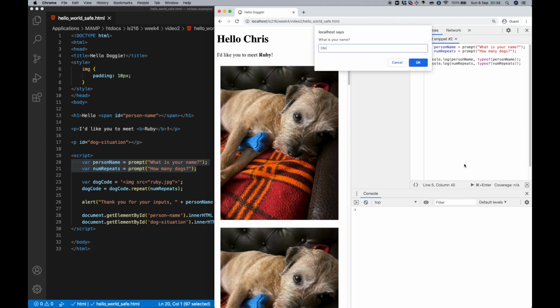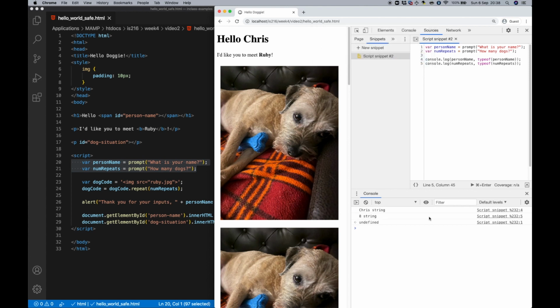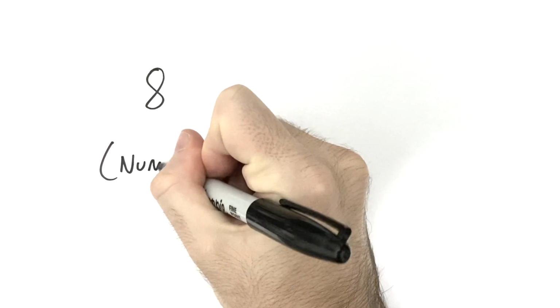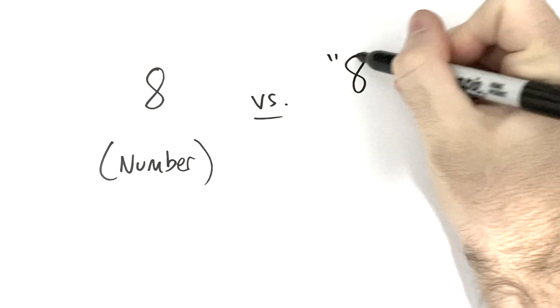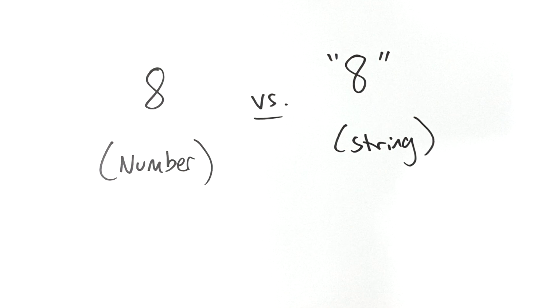So after I run the snippet and enter a little bit of data, we can see that the value of person name is Chris, and of course is a string, but we can also see that the value of num repeats is 8, and that too is a string. Remember that we saw similar things when processing forms in PHP, where there was a difference between the integer 8 and a string containing the digit 8. We have a similar distinction here in JavaScript.